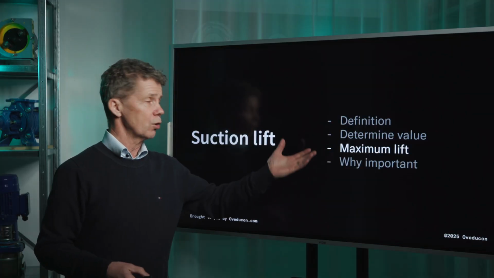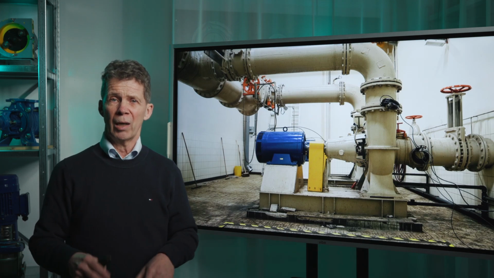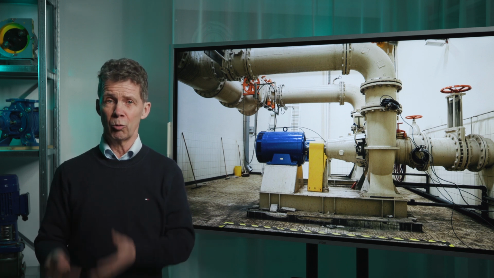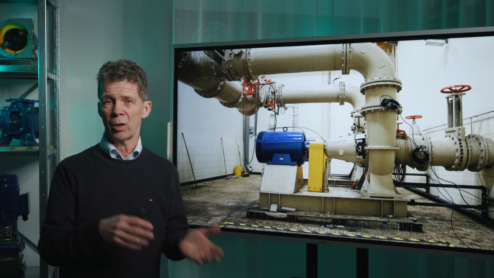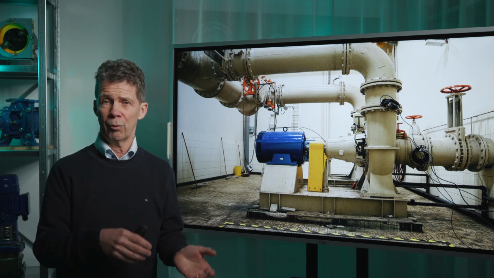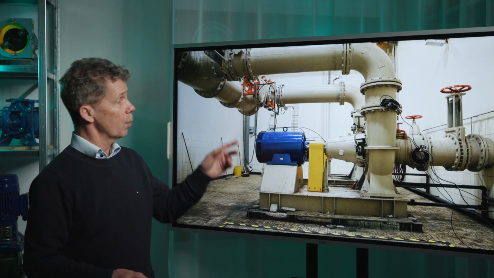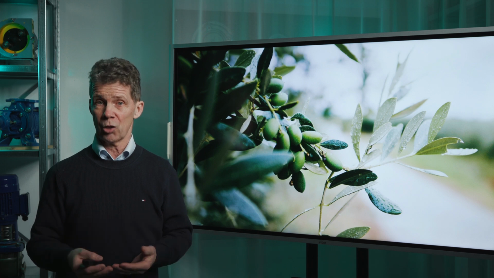Now what about the maximum suction lift? If we are talking about a pump, a centrifugal pump, and it's pumping clean water at room temperature, the maximum suction lift will be 4 to 5 meters or 13 to 16.5 feet. But it all depends on your NPSH calculation. And in this case we are talking about clean water at room temperature. But if we are talking about olive oil, your suction lift will be much lower.